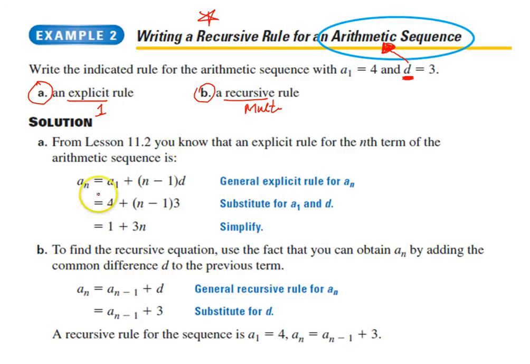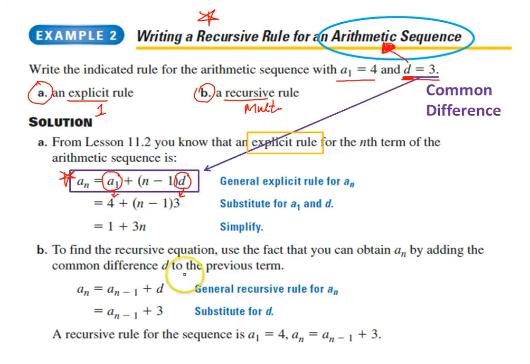Okay, so starting with the explicit. So here's our general explicit rule if we have arithmetic. What do we need? For our general rule, there were 2 things we need, a sub 1 and d. Well, they give us both of those. So plug them in. A sub 1 is 4, d is 3, and pull your 3 in just like we've done in the past. So this gives me 3n minus 3, which is where we get our 3n, and 4 minus 3 is 1. So this is our explicit rule.